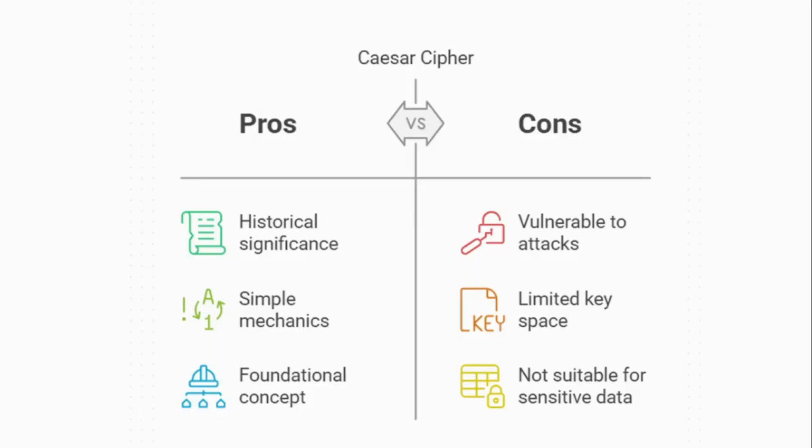Now we discuss some pros and cons of the Caesar cipher. The Caesar cipher has historical significance. It is the base of many different cryptographic algorithms. It is a very simple mechanism and a foundational concept for the encryption and decryption process. However, as we already saw, the Caesar cipher is vulnerable to attacks because of the limited key space from 0 to 25, and it is not suitable for sensitive data nowadays.